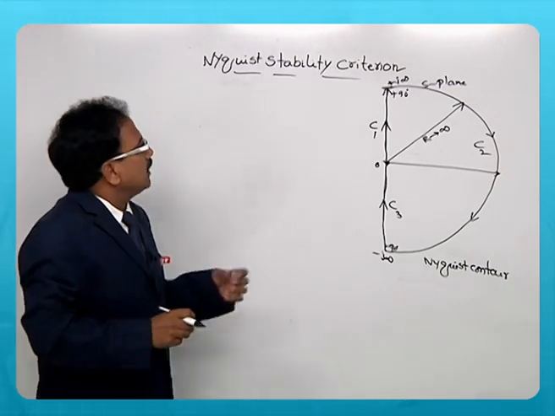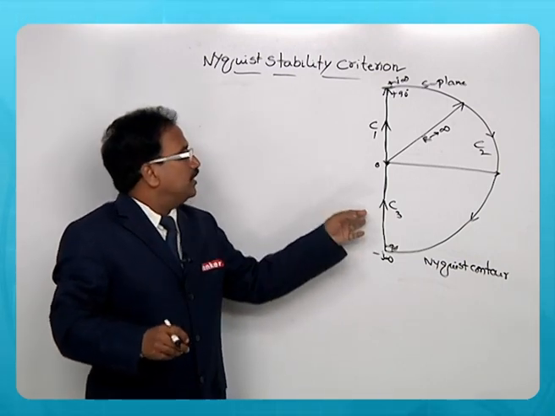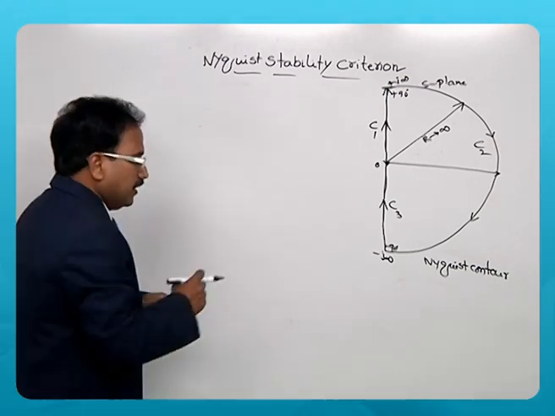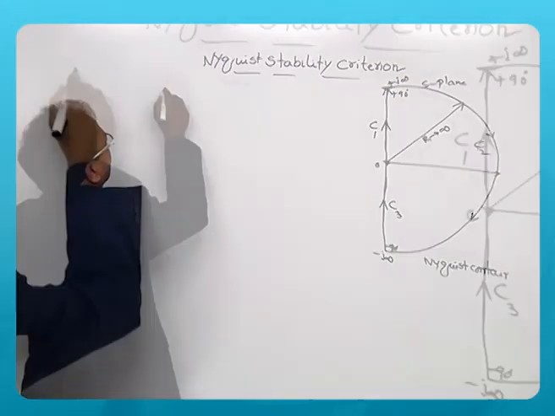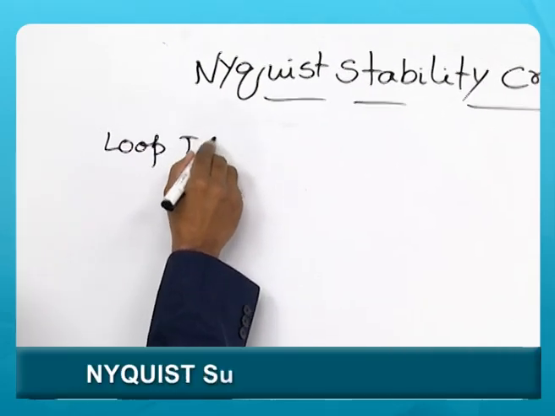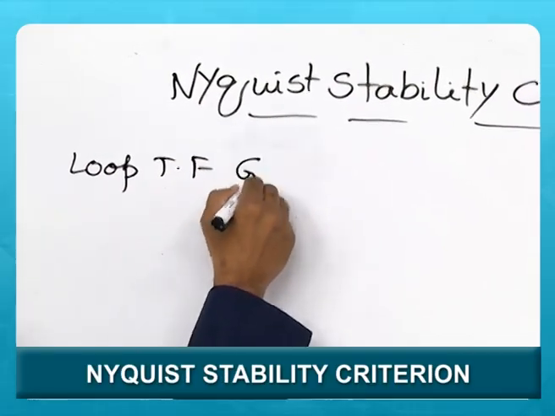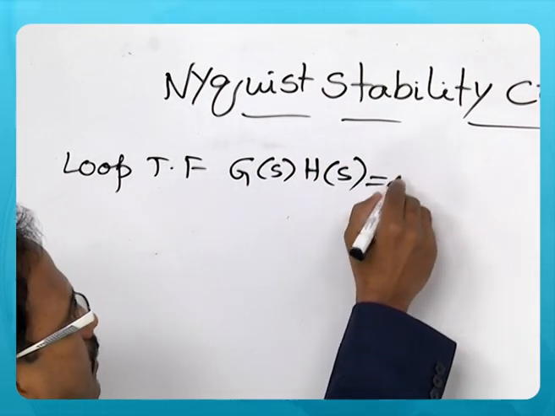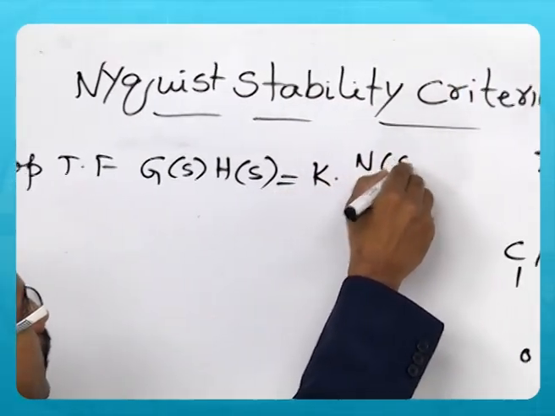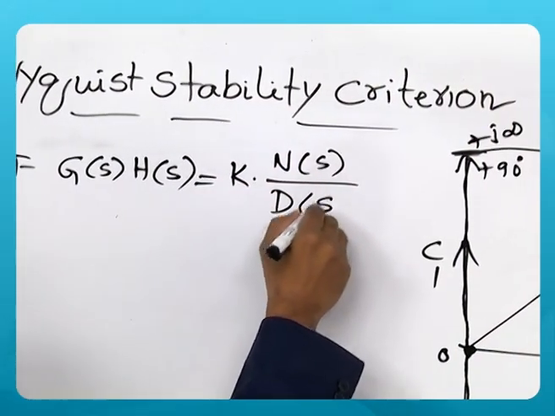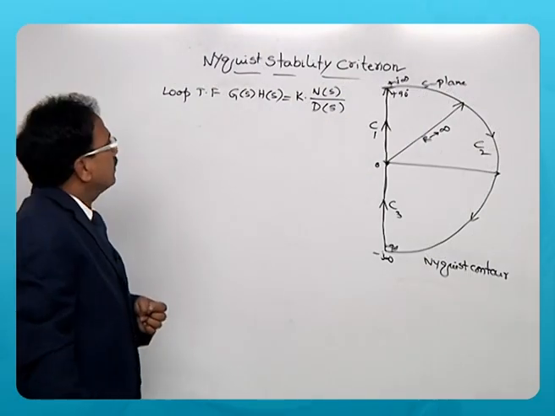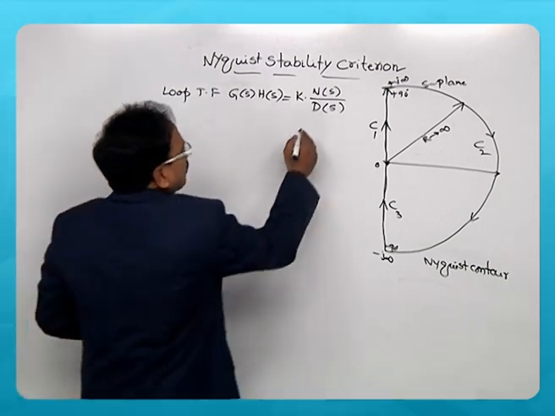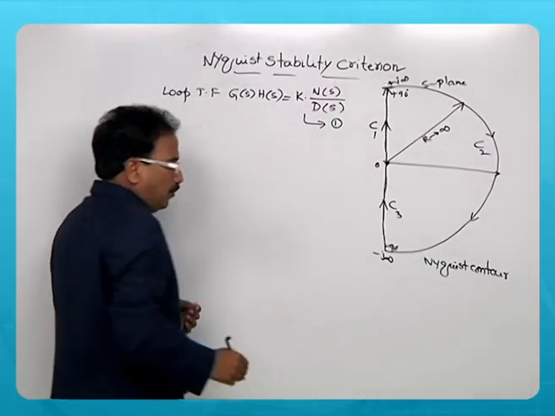So, some mathematical treatment before actually mapping these three sections into the G(s)H(s) plane. Let us consider the loop transfer function G(s)H(s). We write this as K into numerator function by denominator function. N(s) is the numerator function and D(s) is the denominator function. Call this equation number 1.